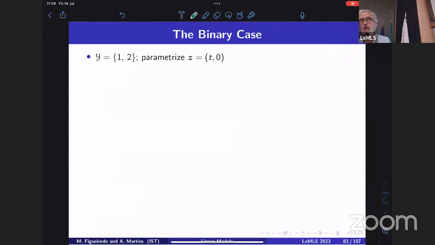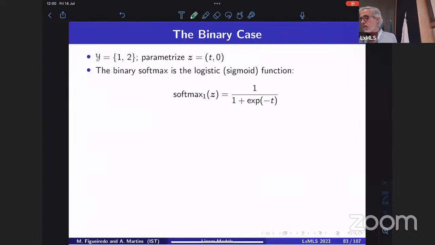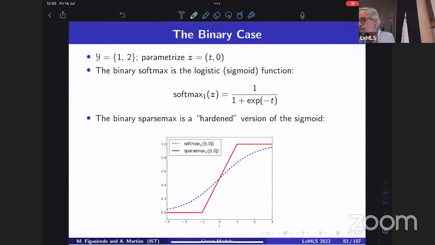So in the binary case, how does it look? Suppose we have two classes, one and two, and our scores are T and zero. Remember that we can make one of the scores zero. It doesn't change anything. So that's just saying that one of the scores is zero and the other is T, and T is the score for class one. In the softmax case, we know what it looks like. In the sparsemax case, it looks like this, okay? It's kind of a logistic transformation, kind of a sigmoid, but it's a hard sigmoid. It's zero up to a point, then it's linear, then it's one beyond that point. So it's sort of a hardened, piecewise linear version of the sigmoid.